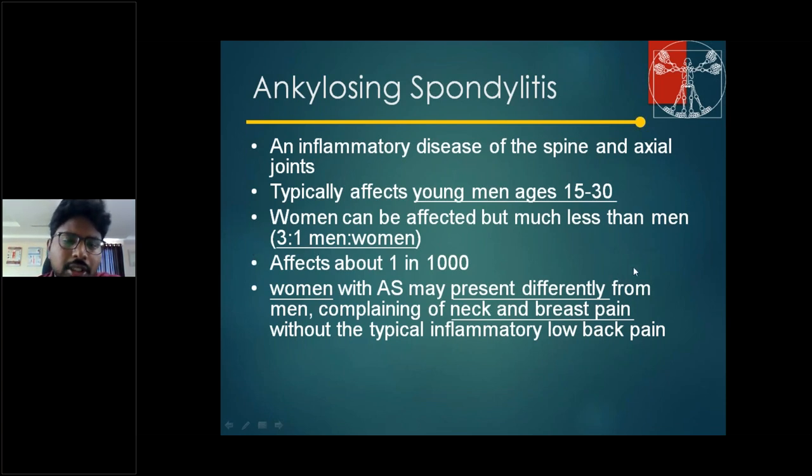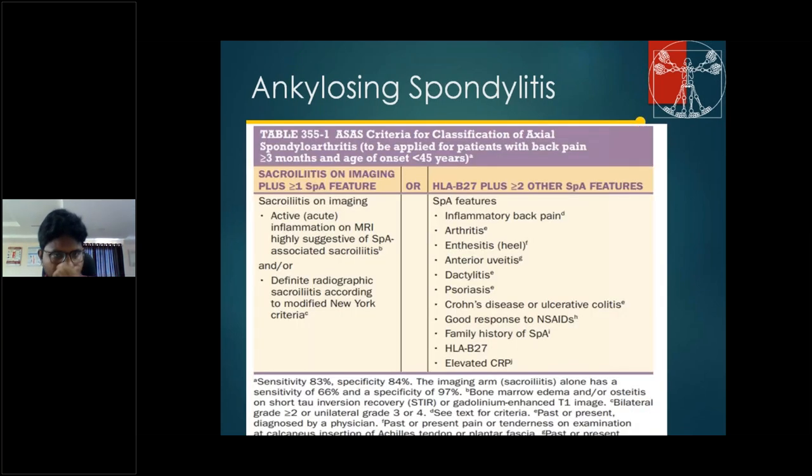The other thing is, women can present with different complaints, like mainly neck pain and breast pain, without typical inflammatory back pain. There is a classification criteria for ankylosing spondylitis. The basic prerequisite for diagnosis is that the patient should be less than 45 years of age, and there should be inflammatory back pain for more than 3 months. Only then you have to consider ankylosing spondylitis.